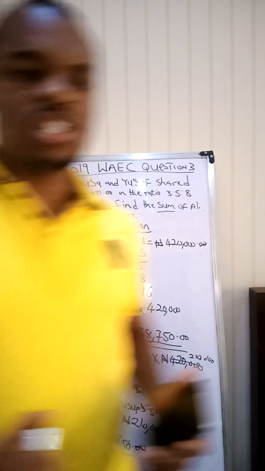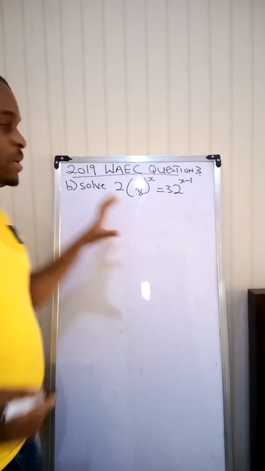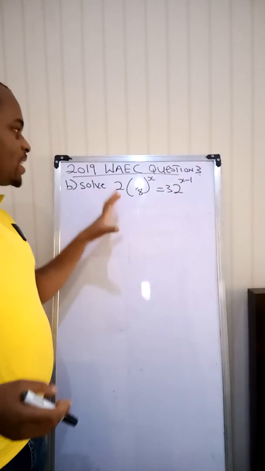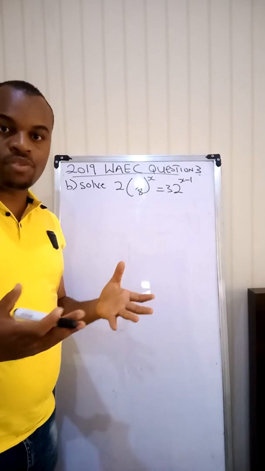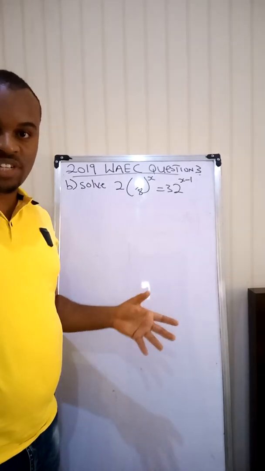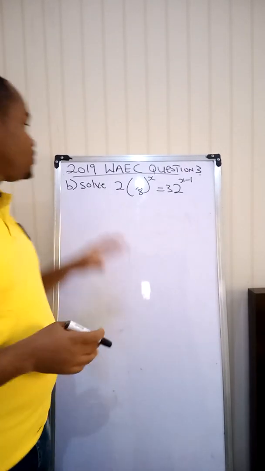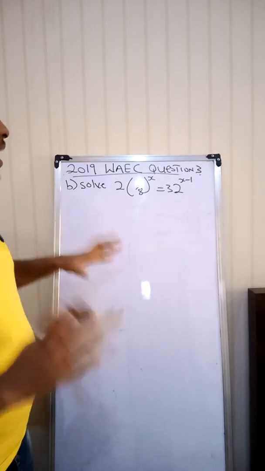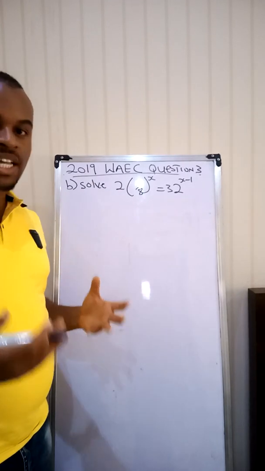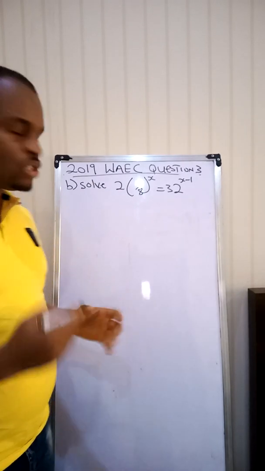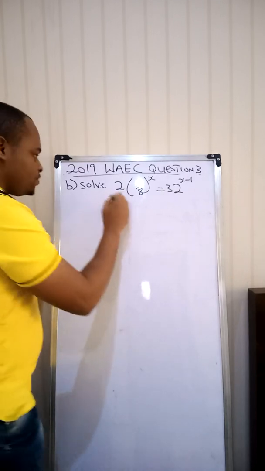Alright, we'll be jumping to the B part of the question and let's see how to solve it. The B part of the question is in a topic that we've already handled in one of our previous classes, which is indices. This is a typical example of an indices question that you are going to see in an examination. So let's jump into it quickly. Solution.